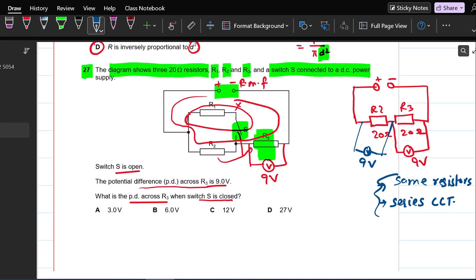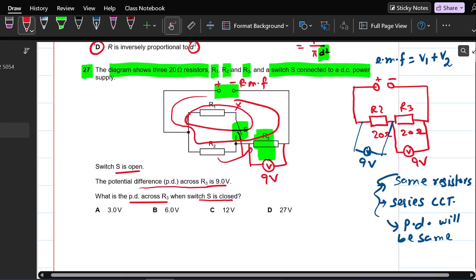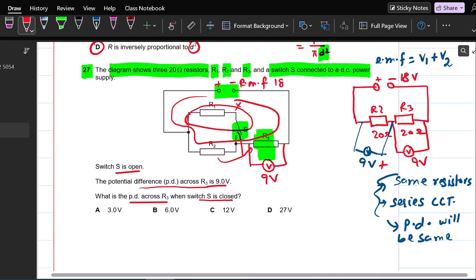So what is going to happen? Potential difference will be the same. So here it is a series circuit, so EMF is equal to potential difference across one resistor plus potential difference across another resistor. So here it is 9 volt plus 9 volt, this EMF is 18 volt. Okay, now the switch is closed.